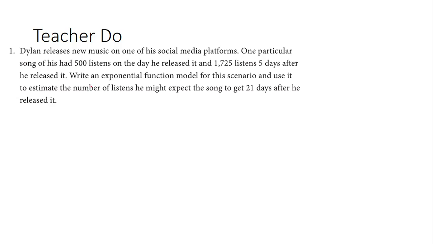Mark our text. So we know we have 500 listens, and that's on the day he released it. So this would be our 0, right? Our A, because it's our 0, correct. Then we have 1,725 listens on 5 days. And what we're looking for is our exponential function model. And then how many does he have 21 days later?